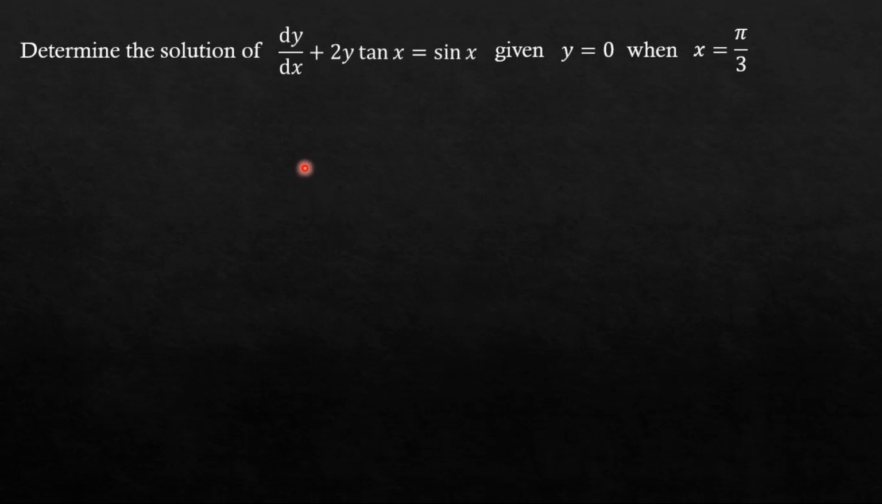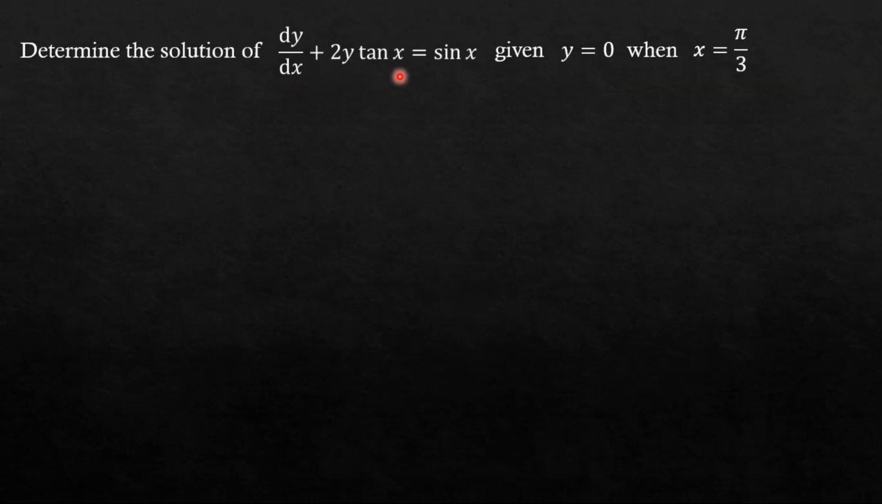So here we have been given a differential equation dy/dx + 2y tan x = sin x. And we have been given a condition also, that is y = 0 when x = pi/3. This condition will be used to find out the integration constant, okay?